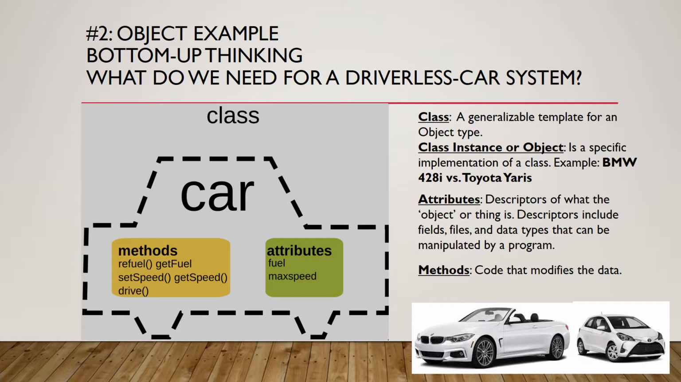So again, we have class. Class is generalizable, and we have a class instance, which is a particular implementation of the class, and the methods and attributes that go along with that particular instance.